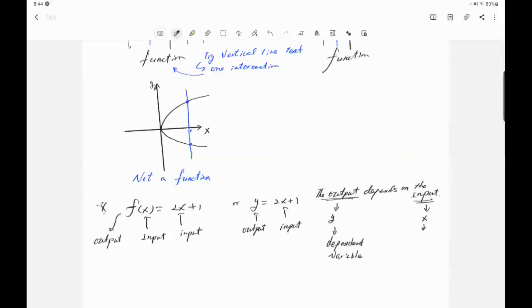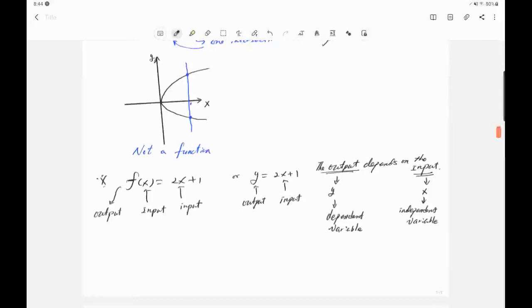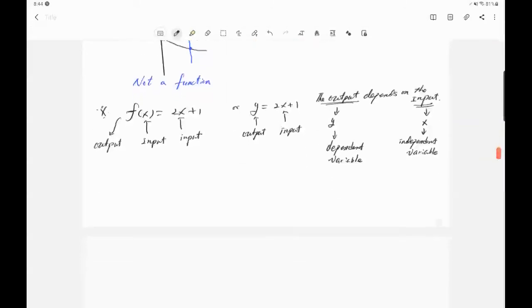And x is called what? Independent variable. Can you see it? So there are names for the input variable x and the output variable y. The output depends on the input, so the output variable y is the dependent variable. And in other words, x is the independent variable. So keep in mind the definition of these variables.